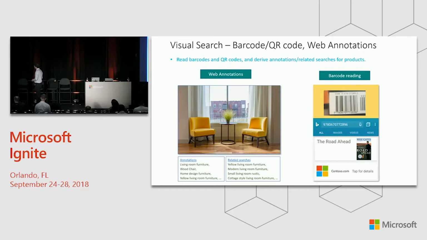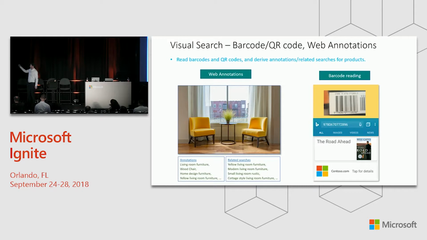Here, I'm showing a couple of other features, including web annotations. So imagine, for example, you're a company that allows the uploading of products or images, and maybe people describe things really well, maybe they don't describe things really, really well. Well, our web annotations, based on this picture here, will actually come back with, yeah, this is living room furniture, and it's yellow living room furniture on top of that. And the kind of searches that we see that would bring somebody to an image like this are these related searches.